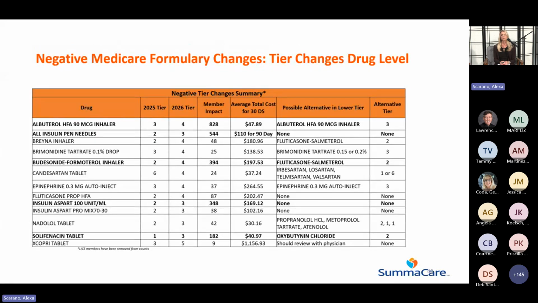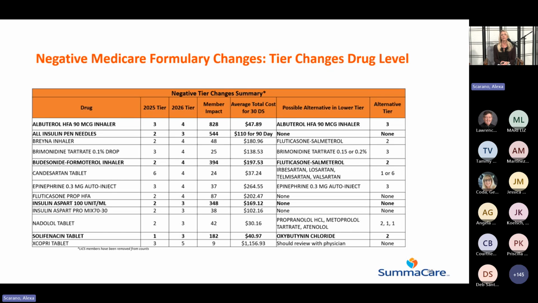When we get to the drug level tier changes, I wanted to call out a few highlights. Albuterol has a couple of different manufacturers or branded products, and when there's a branded product, there's a specific generic product for each of those. One of the branded products is moving from Tier 3 to Tier 4. 828 members are currently using that product. However, there is still an albuterol HFA from another manufacturer available in Tier 3. Of note, the total cost for a 30-day supply is only $47.89. So in Tier 4, the most they'll pay for that is 50% coinsurance after deductible applies.